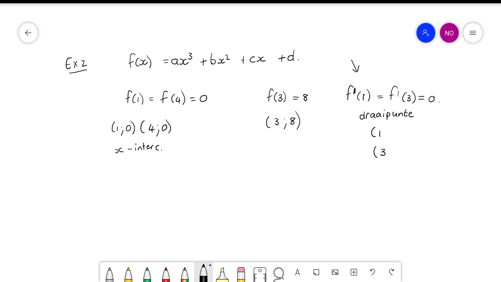En ons weet wat die waarde van y is waar x gelyk is aan 1. Do you guys see there? You already know that if x is equal to 1, then y must be equal to 0. En ons weet ook dat as x gelyk is aan 3, dan is y gelyk aan 8.